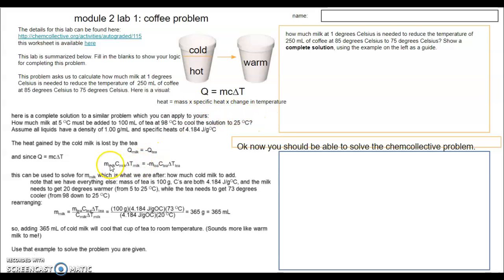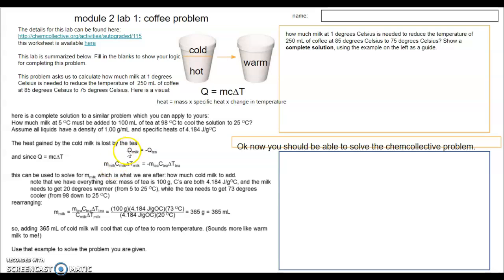So if we can get all those things, we should be able to solve for what the question is asking, how much milk, which is the mass of the milk. The key really to solving this is, see how I put a little bit of the Q for the milk and the Q for the tea? If you put those little subscripts, it helps so much, or you lose track of everything.